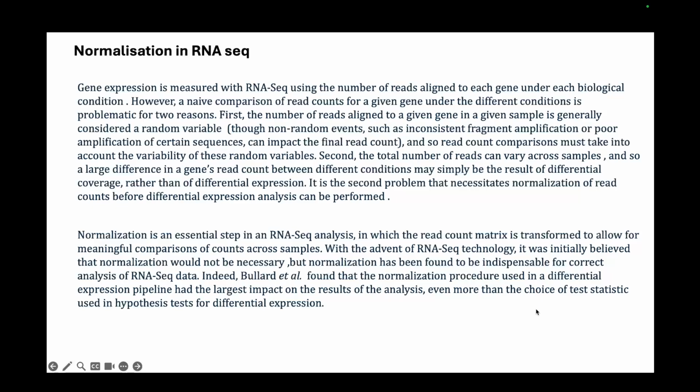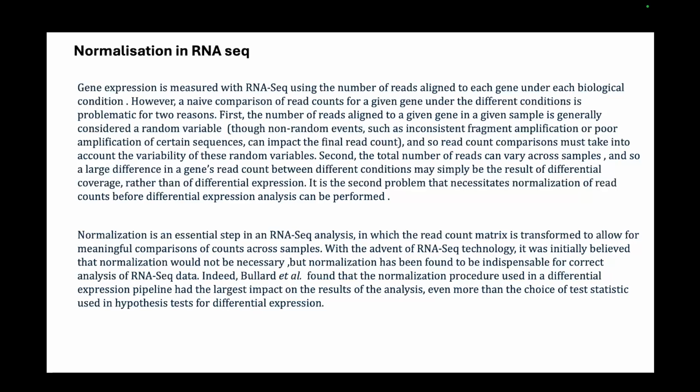Okay. So first, let's talk about normalization and what we mean by normalization in RNA sequencing. Gene expression is measured with RNA sequencing using the number of reads aligned to each gene under each biological condition. So basically we align the transcripts with tools like STAR or HiSat2, and we check the number of transcripts that get aligned to a particular gene, and the gene expression is quantified in that way. The more transcripts that are aligned, the more that gene is expressed.